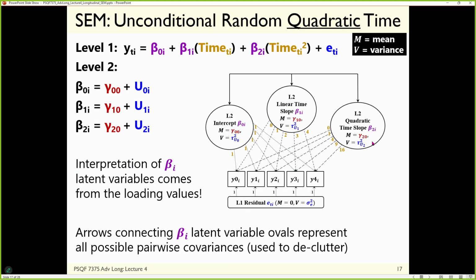Quadratic. Tell me why I can call this quadratic and be right. What makes this interpreted as a quadratic time slope specifically? The way you did your factor loading? Yep. Time squared. I'm forcing the interpretations here.